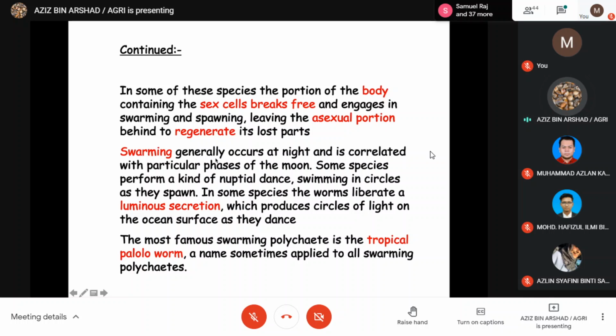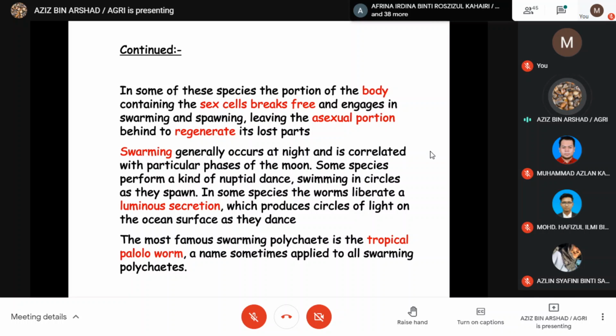Swarming generally occurs at night and is related to the moon's lunar cycle. Some species will perform a kind of nuptial dance, swimming in circles as they spawn. And in some species, the worm liberates a luminous secretion which produces a circle of light on the ocean surface as they dance. They call it dance, but it is the breeding behavior that is shown by the polychaete worm.